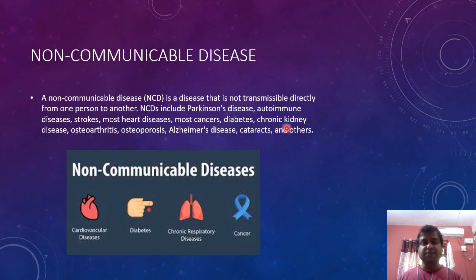The other examples that you see over here are certain chronic kidney diseases. You have osteoarthritis, that means you have problems in your legs, bone problems, osteoporosis, similar things, old age related problems, Alzheimer's or Parkinson's or even cataract. These are not transmitted from one individual to another. These are problems related to lifestyle or old age related problems.